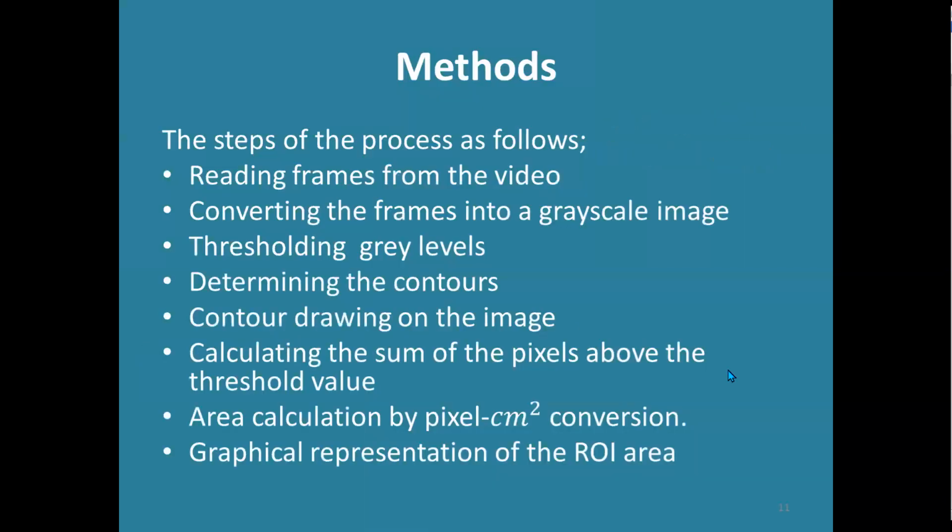The steps of the process are listed as seen. The frames were read one by one by the program, which we developed using Python, and converted into grayscale to process. During the process, first we thresholded the images, and then contours were determined. Highlight area pixels were calculated in centimeters square, and these results were represented graphically at the end. These are the steps for each frame.